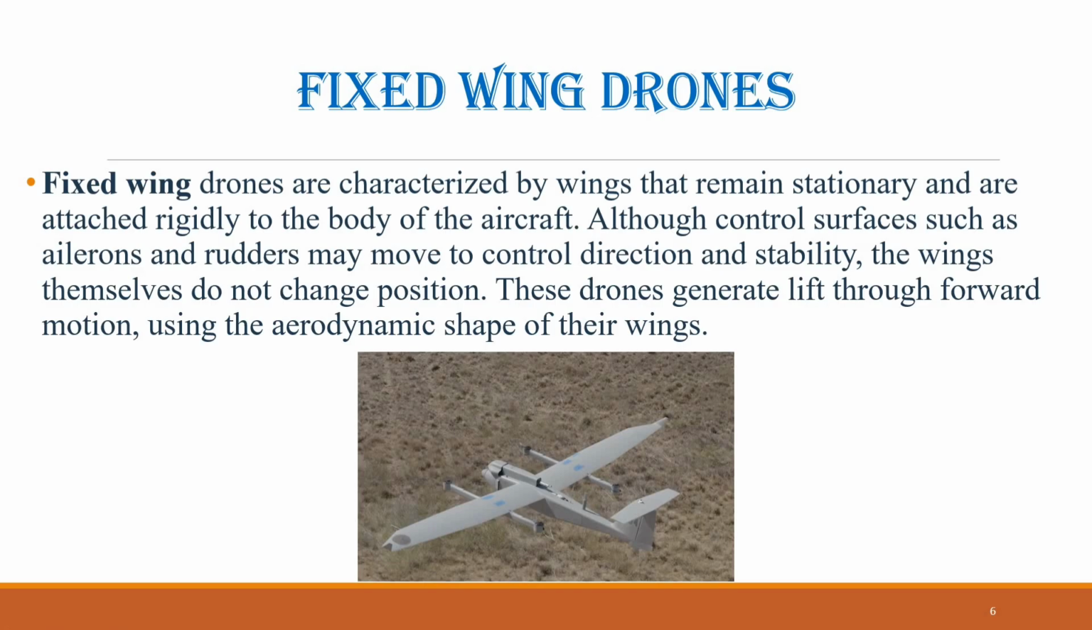These drones generate lift through forward motion, using the aerodynamic shape of their wings. Some advanced designs incorporate vertical takeoff and landing capabilities by using additional rotors. These allow the drone to take off and land without a runway, while still benefiting from the efficiency of fixed-wing flight once airborne. One of the main advantages of fixed-wing drones is their ability to remain in the air for extended periods.